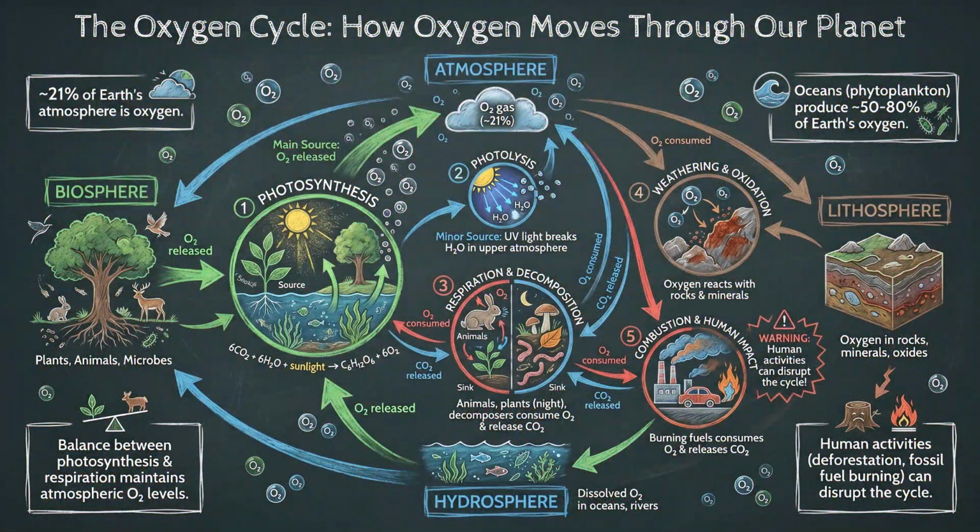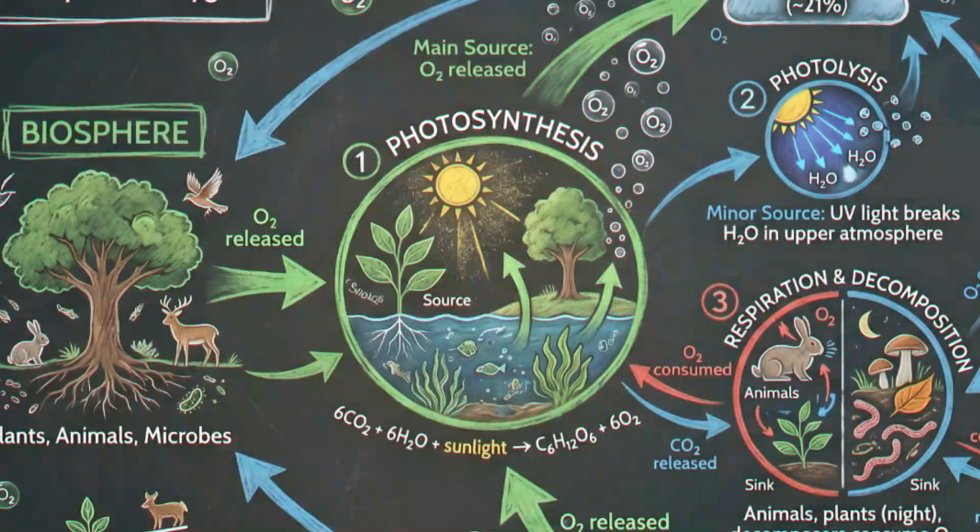Let's look at the big circular flow in the center. The cycle is driven by two major opposing processes: production of oxygen and consumption of oxygen. First, the most important oxygen source is photosynthesis.